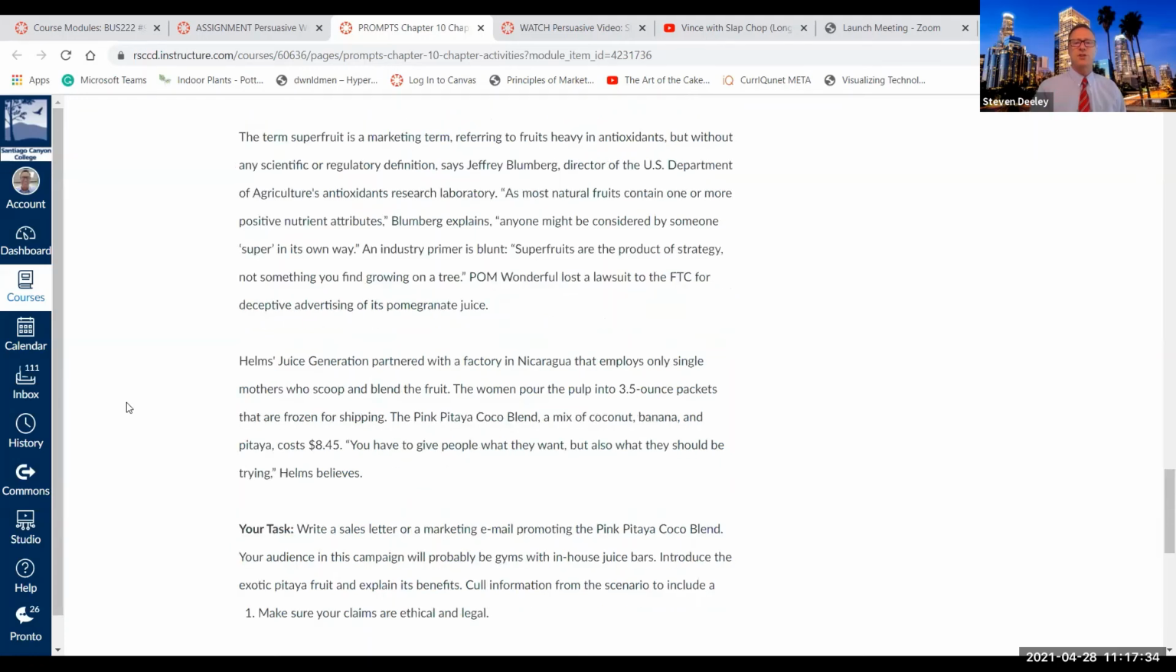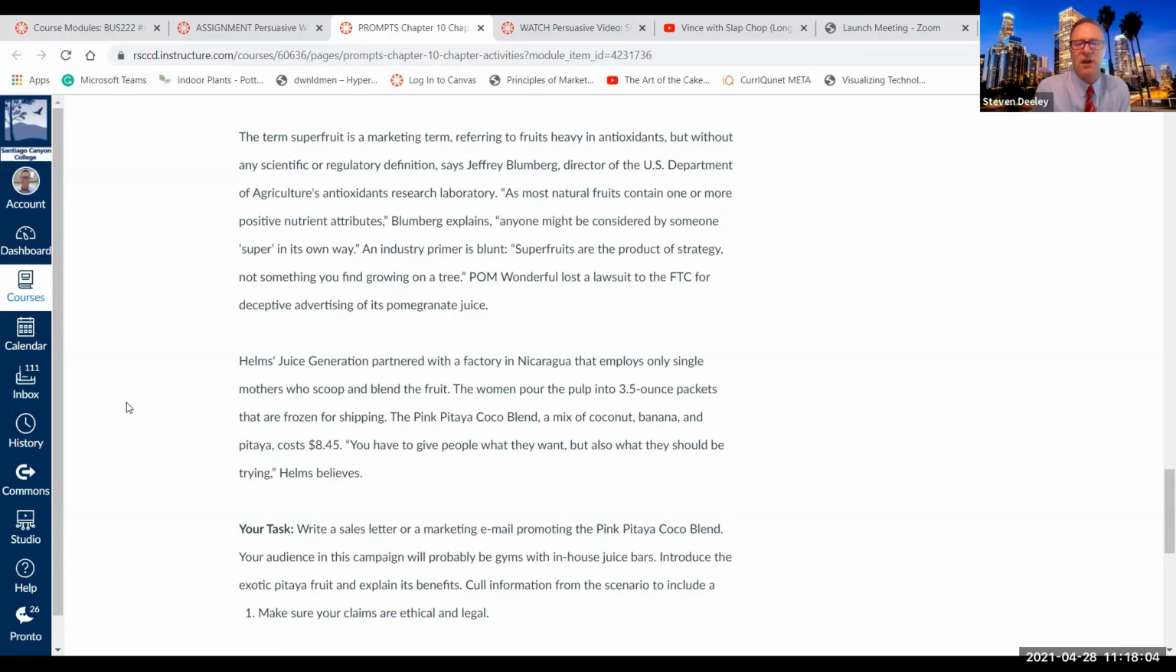Juice Generation partnered with a factory in Nicaragua that employs only single mothers who scoop and blend the fruit. The women pour the pulp into 3.5-ounce packets that are frozen for shipping. The pink pitaya cocoa blend, a mix of coconut, banana, and pitaya, costs $8.45. You have to give the people what they want, but also what they should be trying. All right. So in this case, what you're going to be doing is you're going to write a sales letter or marketing email promoting the pink pitaya cocoa blend.